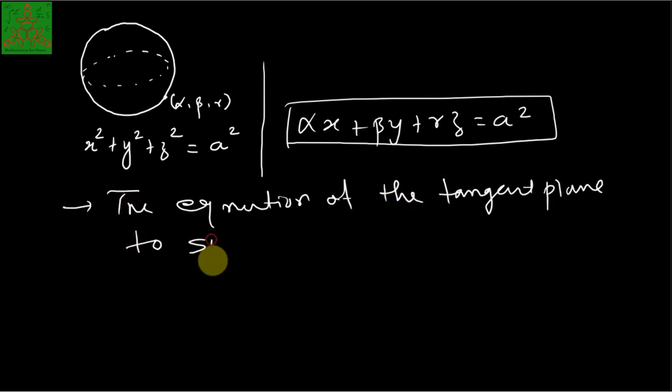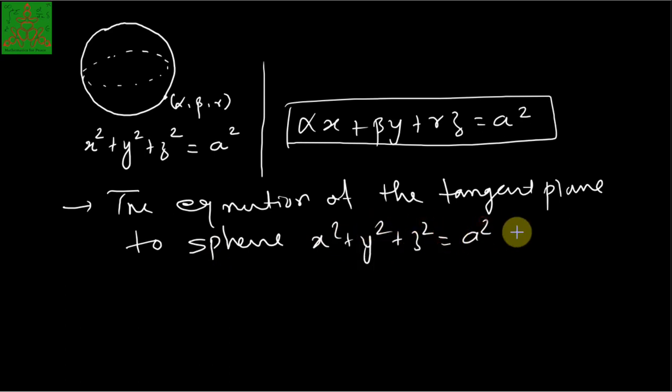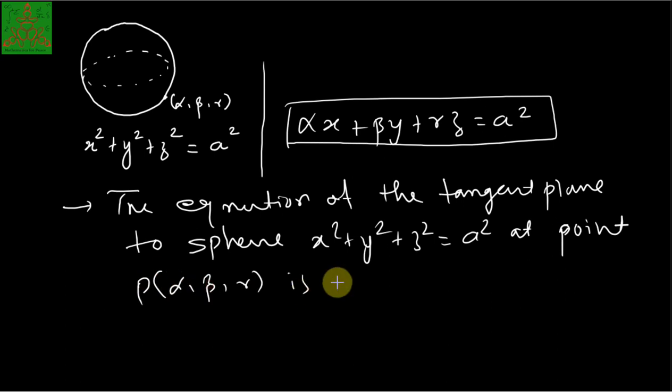So this is the first result: the equation of the tangent plane to the sphere x square plus y square plus z square equal to a square at a point P of alpha, beta, gamma is alpha x plus beta y plus gamma z equal to a square. This is the first result we should note.